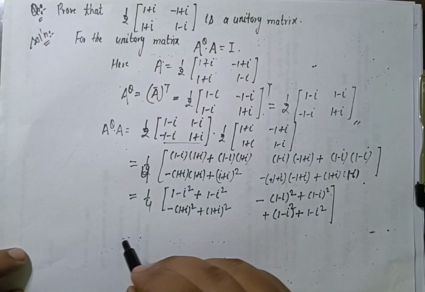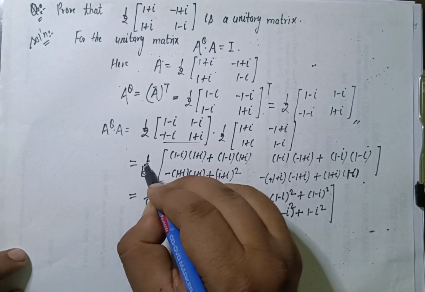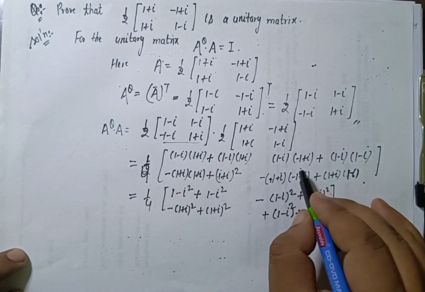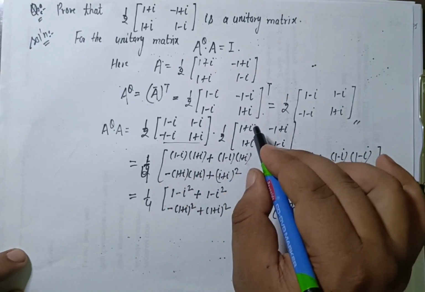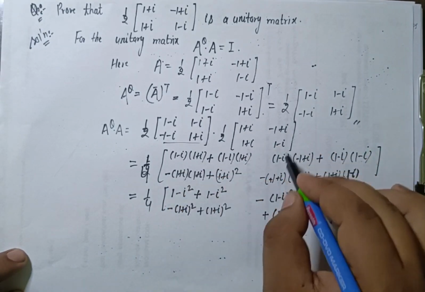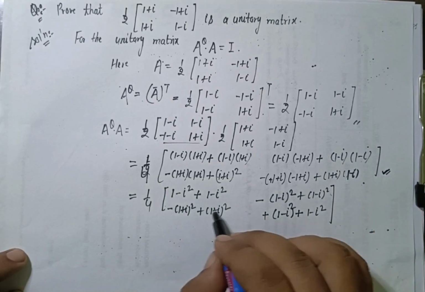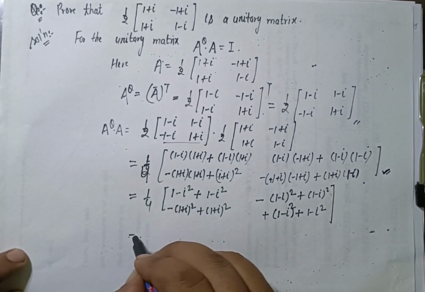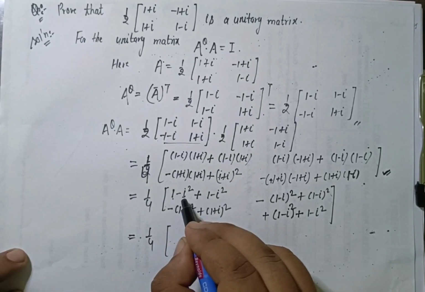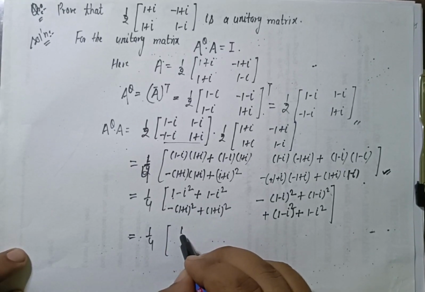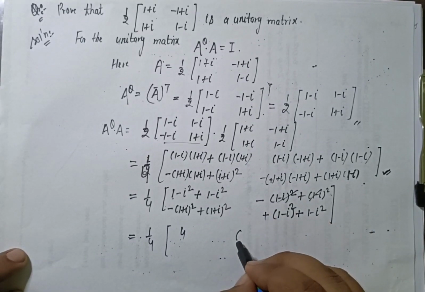So after multiplying these two matrices, we get 1 by 4 times this: first row first column, first row second column, second row first column, and second row second column. So we have these calculations. After solving this, we get this. Finally we are getting 1 by 4. So it is 1 minus iota square is plus 1, so it is 4, and it is cancelled out by this, that is, it is 0.